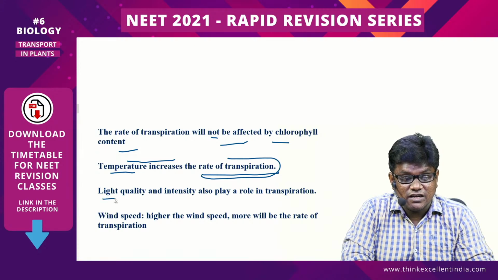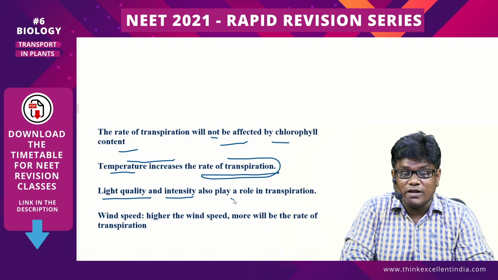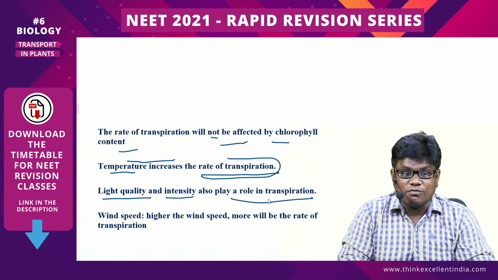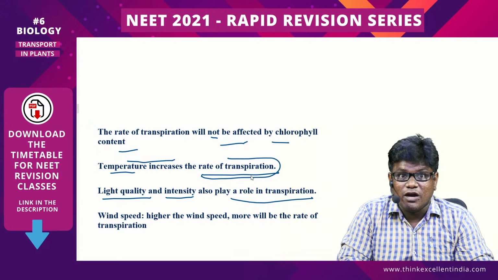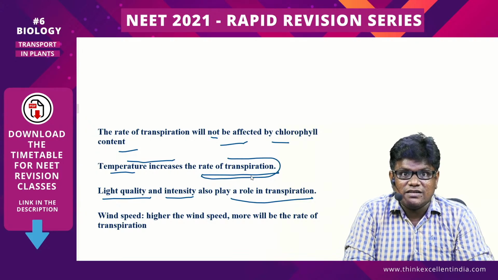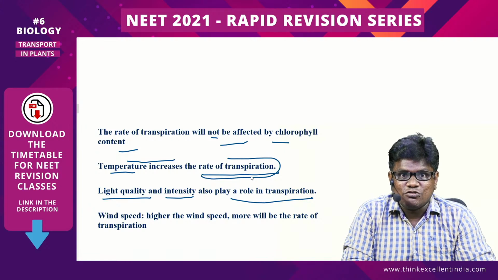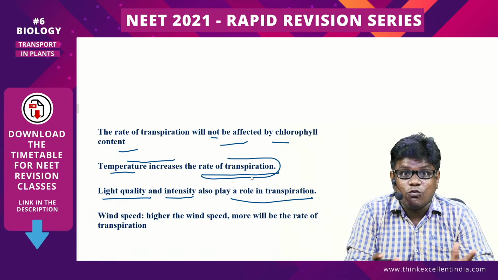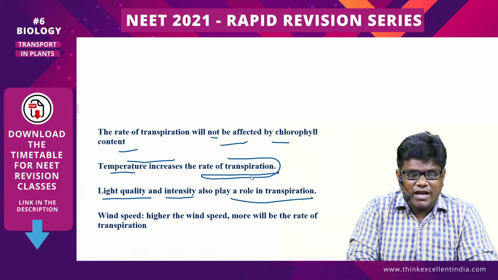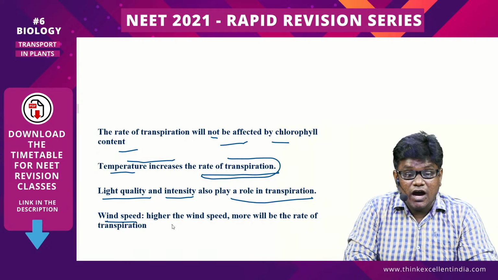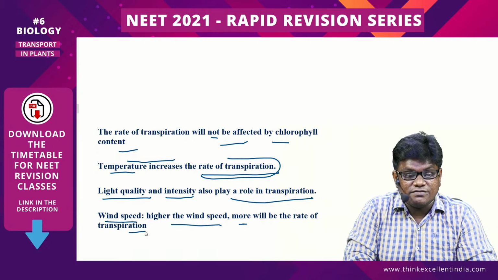And here you can see the light quality and intensity also play an important role in the transpiration process. When there is low light, I mean without light, in dark time, the stomata will be closed. So no transpiration occurs, in order to save the water content inside the plant system. And here you can see the wind speed. The higher the wind speed, the more the rate of transpiration.